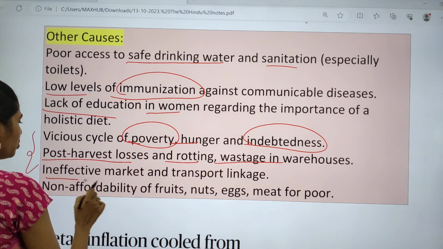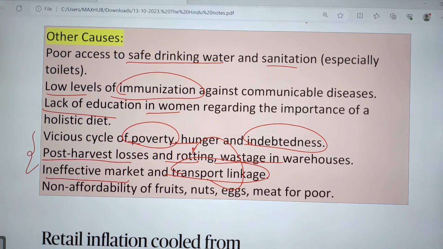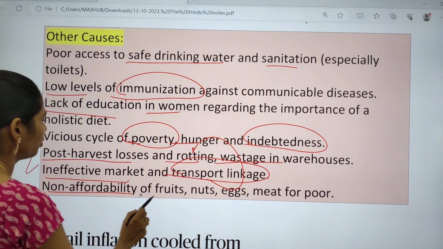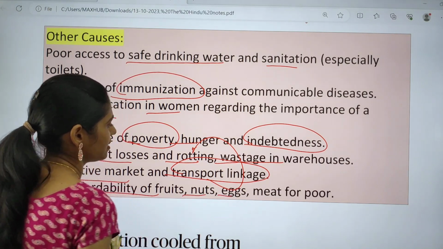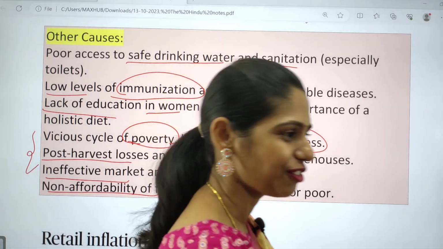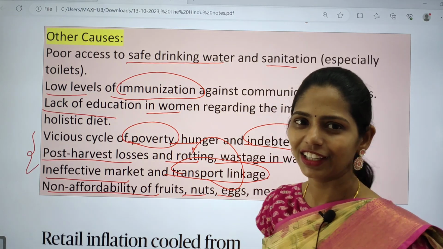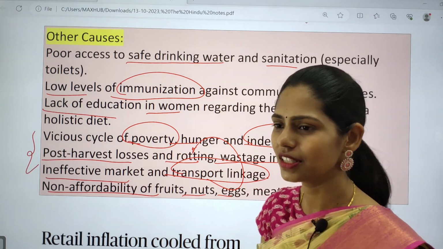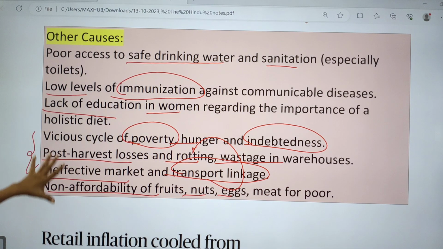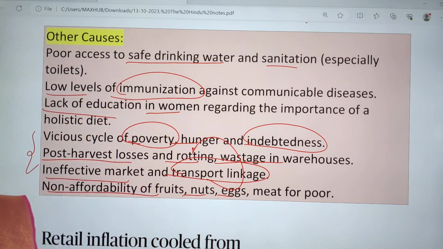And next one is ineffective market and transport linkages that will lead to increased wastage of food, especially fruits as well as vegetables. And there is no affordability of fruits, nuts, and even meat; they are not affordable for all. If you go to the market, 1 kg of badam costs around 800 to 900 rupees. 1 kg of kaju is like 1200 to 1400 rupees. So it is not affordable for everyone. These are some general causes leading to hidden hunger as well as undernutrition in the people.